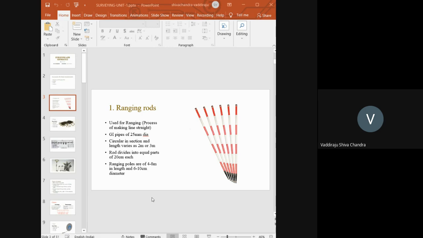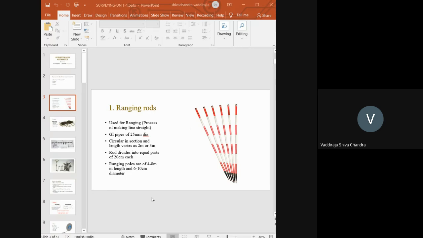The rod is divided into equal parts of 20 centimeters. Here you can see the red band and white band, right? The length of the red band is 20 centimeters, the length of the white band is 20 centimeters. The main purpose of the ranging rod is to establish station points as well as intermediate station points between two given points. But when you don't have a chain or a tape, you can use the ranging rod bands for rough estimation or rough measurement.